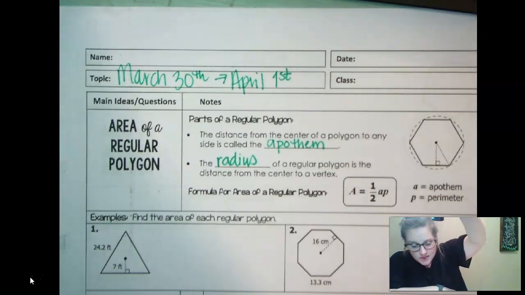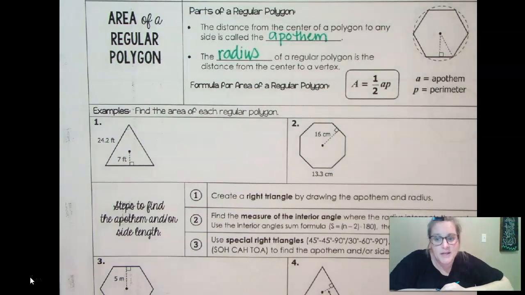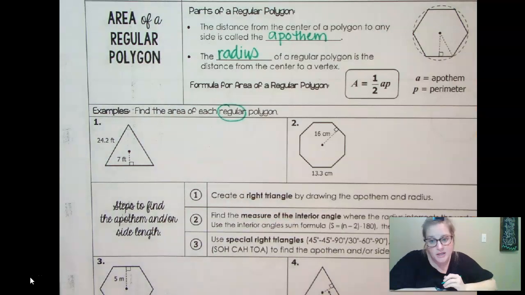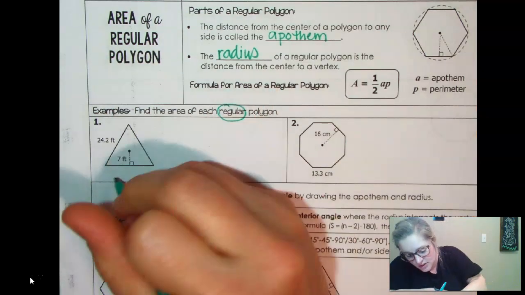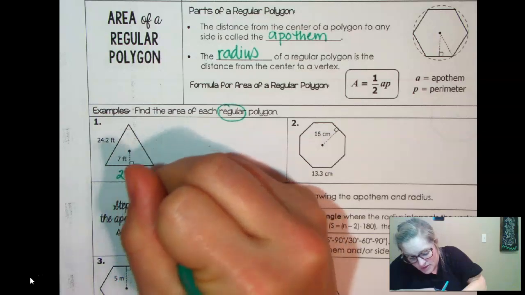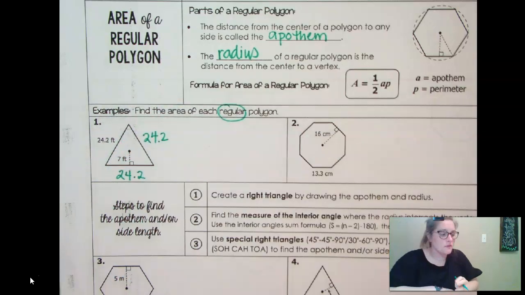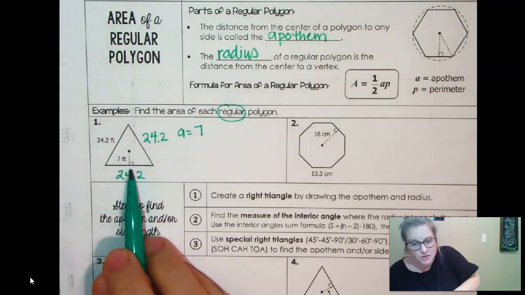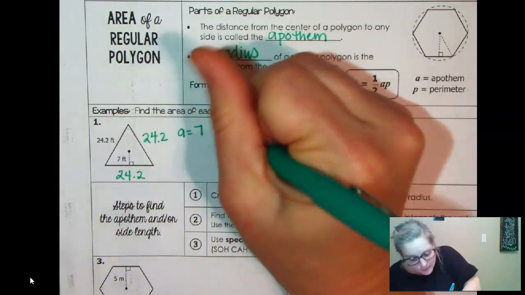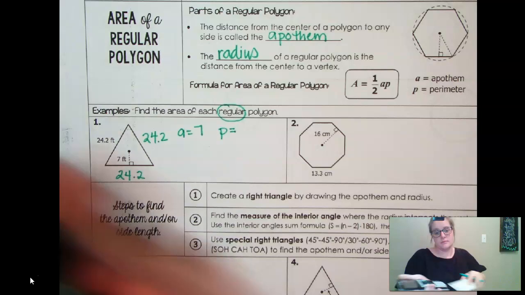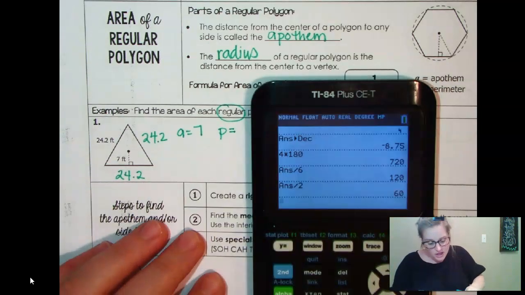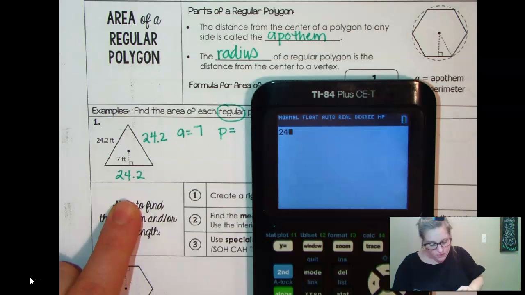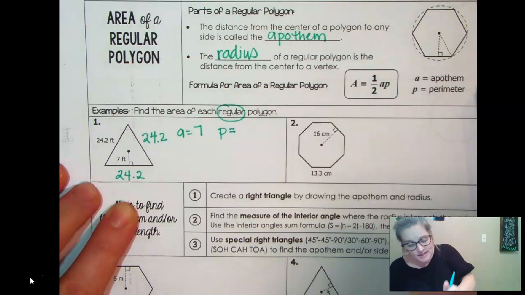Let's look at some. These first two examples have all of the information that we need given, so that's so nice. Again, these are regular polygons. So if this side is 24.2, this is 24.2, this is 24.2, so all of those are going to be the same. So our A is going to be 7 because that's from the center to a side. Then we need our perimeter. So the perimeter, I'm going to get my calculator out, is going to be 24.2 times 3, which is 72.6.